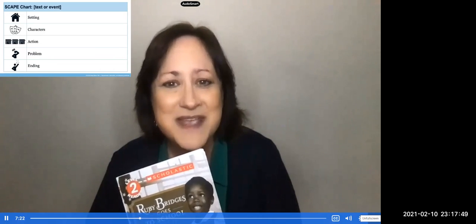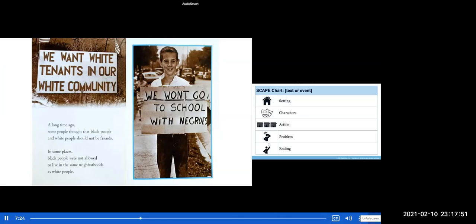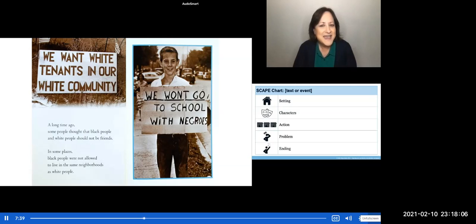Ready? Here we go. A long time ago, some people thought that Black people and white people should not be friends. In some places, Black people were not allowed to live in the same neighborhoods as white people. I bet you pointed to S in setting because you heard the words a long time ago. This story happened a long time ago. Ready? Let's keep going.